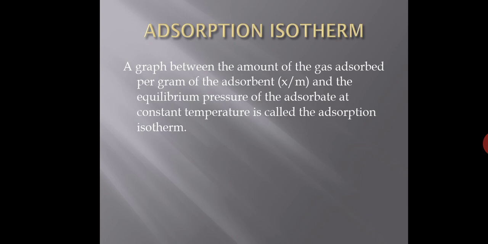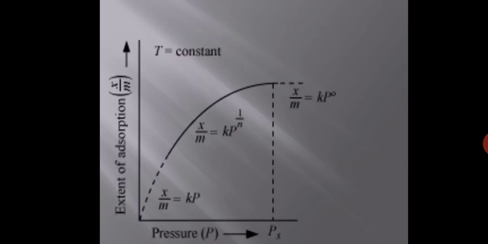That means when you are drawing a graph between x/m and pressure. Now see the graph. The extent of adsorption x/m is on the Y axis and pressure is on the X axis. When you draw a graph between x/m and pressure, that particular isotherm is known as the adsorption isotherm. Now remember, isotherm means temperature remains constant. Here the temperature has to be constant, so it will depend upon pressure. Suppose I say adsorption isobar, then what will it be? Pressure remains constant. When I say adsorption isobar, what do you mean by that?